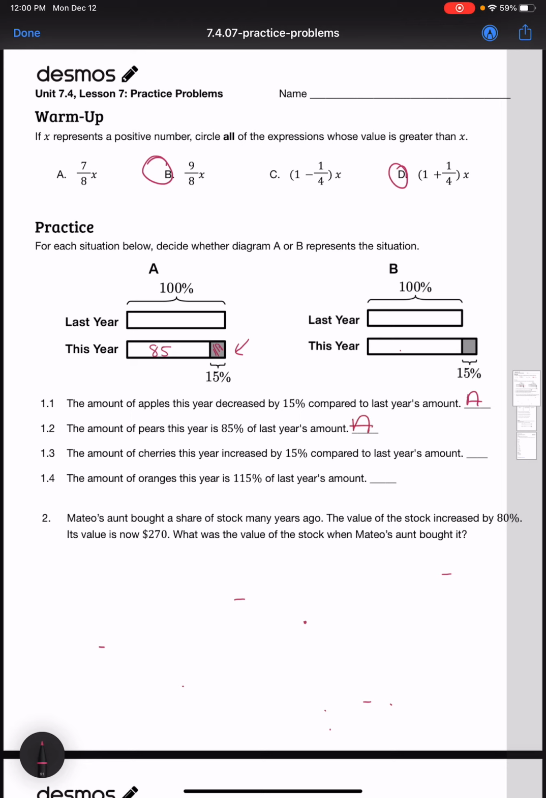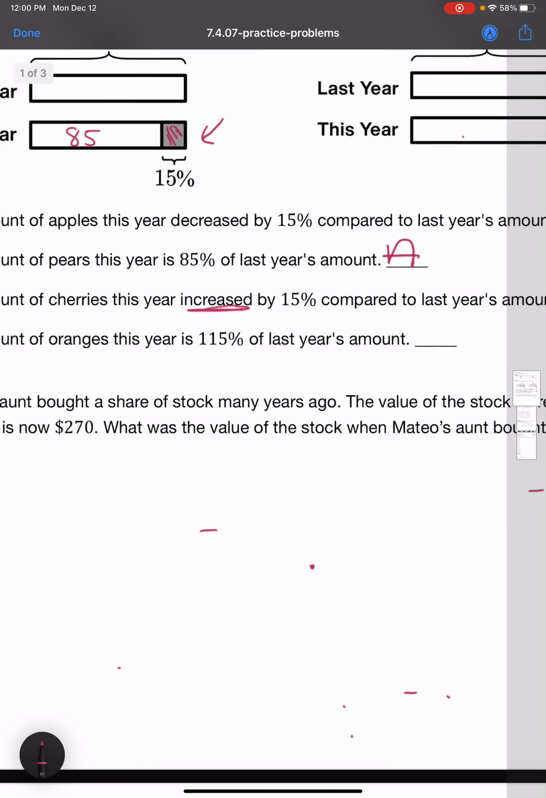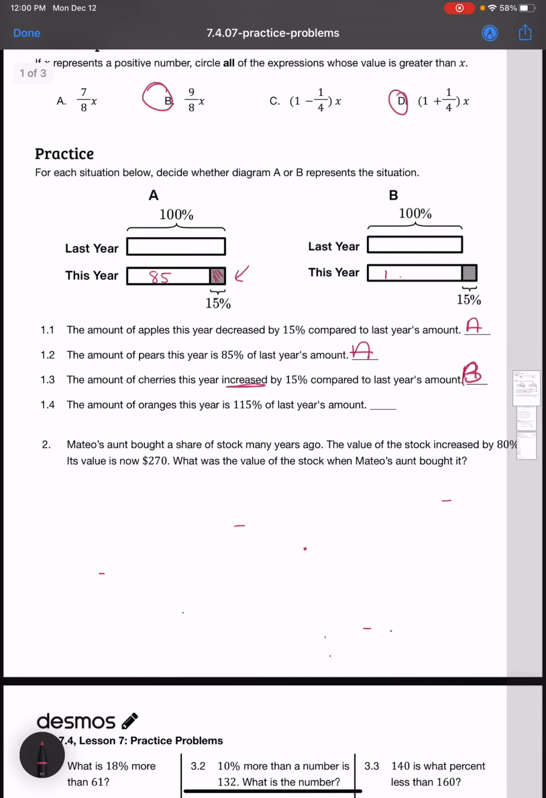The amount of cherries this year increased by 15% compared to last year's amount. So we're increasing. That means my line is growing. I'm going with B. And the amount of oranges this year is 115%. So 100 plus 15 is 115. We'll go with B again.